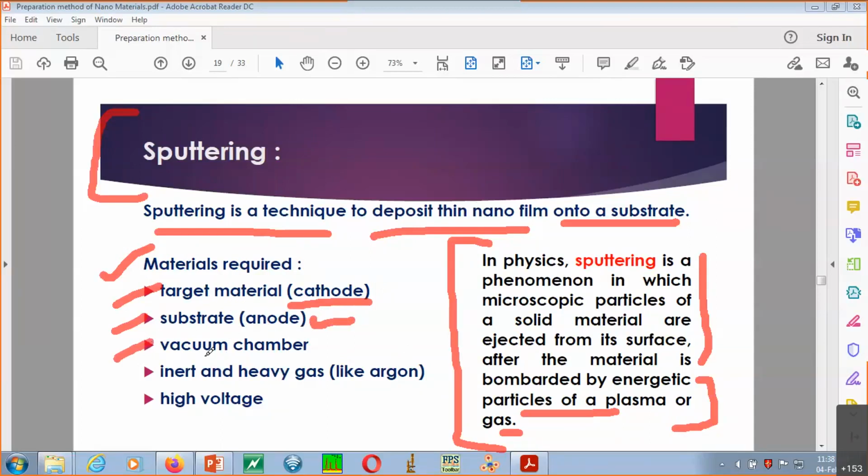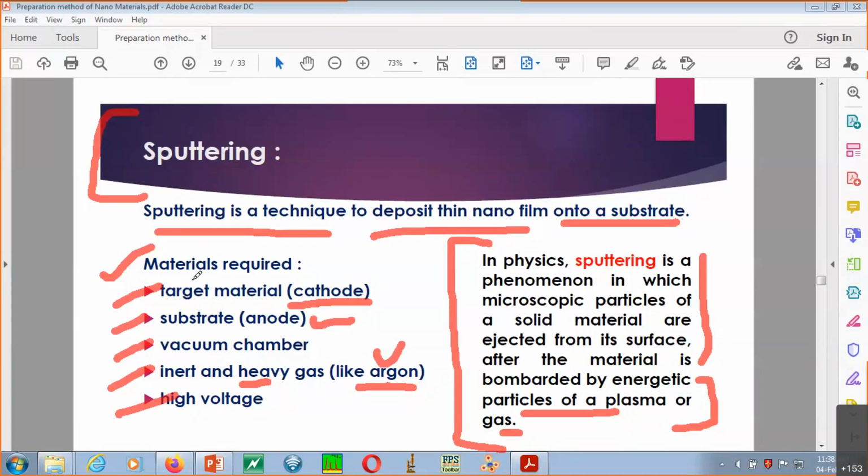Again you will see the vacuum chamber. This is required so that the material cannot be oxidized. The vacuum chamber is required for all three methods we have discussed till now. And we require inert and heavy gases. Inert gas you have to use, and since heavy is the requirement, one can go for argon rather than helium or neon. This time we are preferring argon because it is heavy compared to helium and neon, it is inert, and it is widely available. That is also one factor we keep in mind. Lastly, high voltage is required so that we can ionize these inert gases. So these are the things required for this technique.